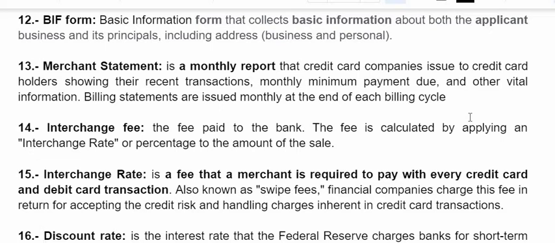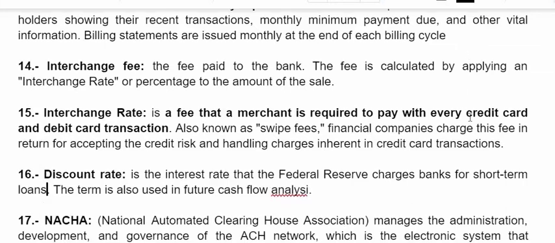Okay, next is interchange rate. It is a fee that a merchant is required to pay with every credit card and debit card transaction, also known as swipe fees. Financial companies charge this fee in return for accepting the credit risk and handling charges inherent in credit card transactions.